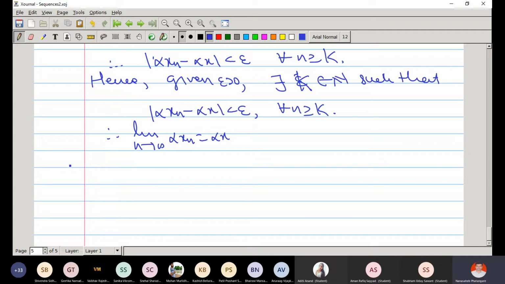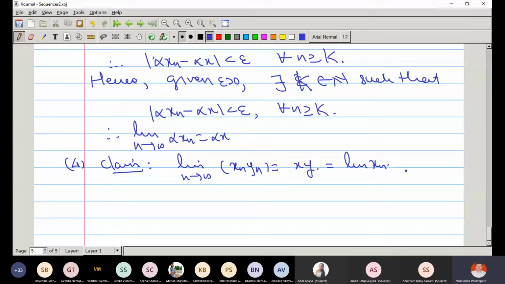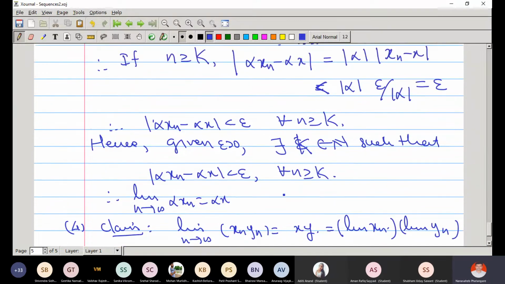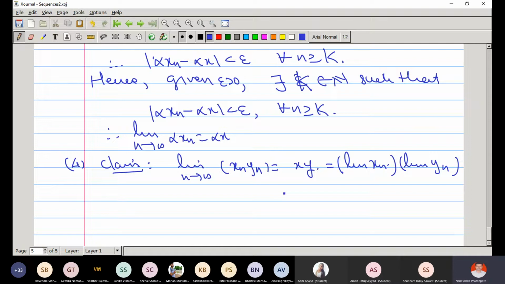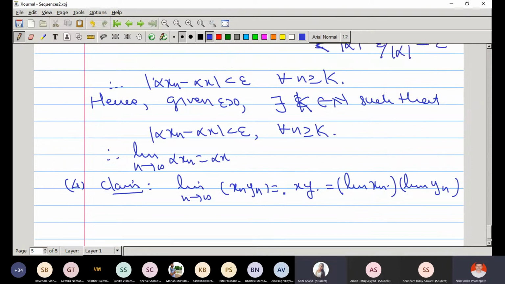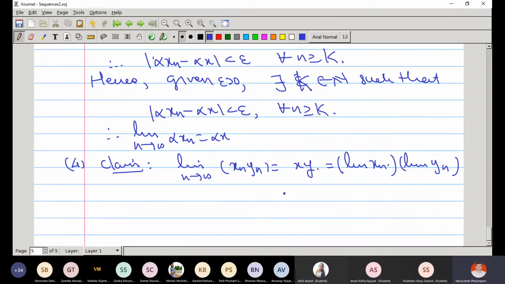Okay, next. What is our next claim? The limit as n tends to infinity of xn times yn is xy, that means the limit of xn times the limit of yn. This we want to prove. Correct? Is it clear? Yes, sir. How to start the process? How to initiate the process?